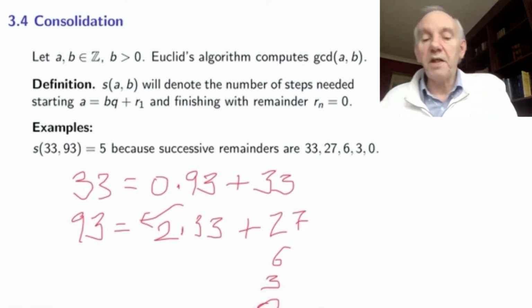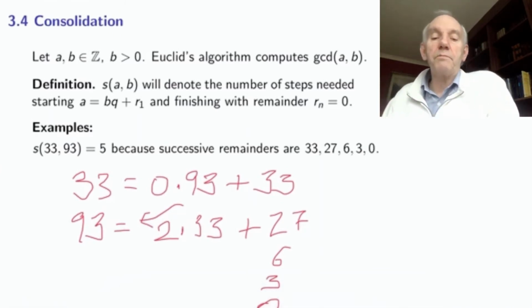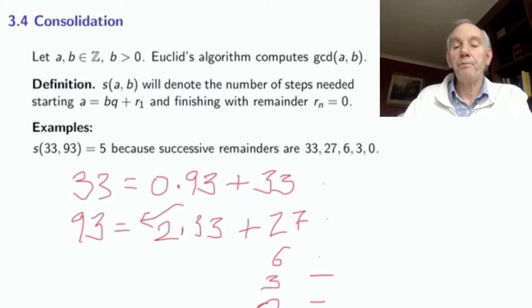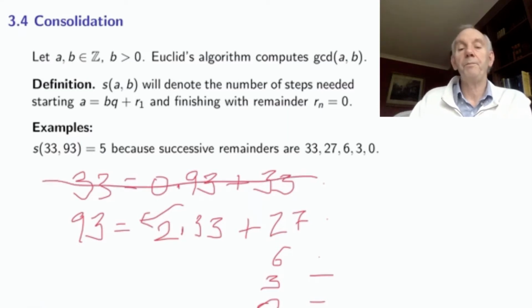So that's the procedure, and it shows that in this case s is equal to 5, because we need 5 steps. First remainder, second, third, fourth, fifth. Fifth is 0. If I'd taken s(93, 33) in that order, then I'd have needed 4 steps, because I could have forgotten about the first line.